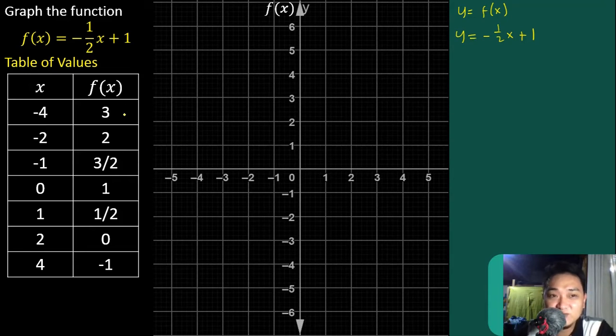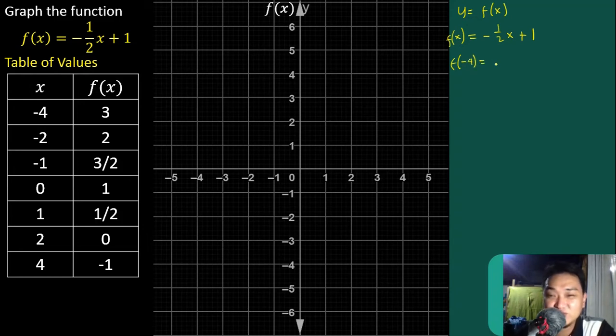So, in this case, na-solve na natin po yan isa-isa. Andyan na yung mga values ng function or yung pinaka-y natin. So, that is 3, 2, 3 halves, 1, 1 half, 0, and -1. Pwede tayo mag-testing kahit isa lang. Halimbawa, y is equivalent to -1 half x plus 1. Para naman dun sa gusto nang mag-practice nung f of x, pwede rin. So, you can also say f of x. What will be the value of the function if the value of x is, let's say, -4.